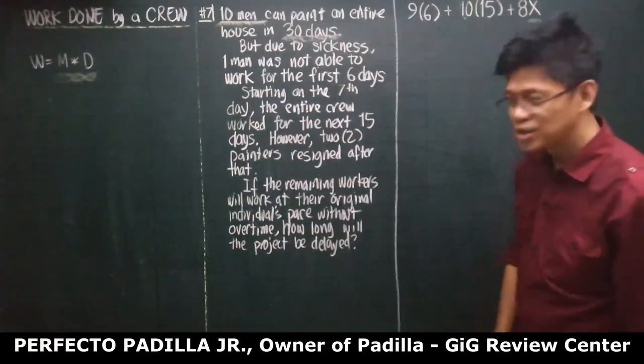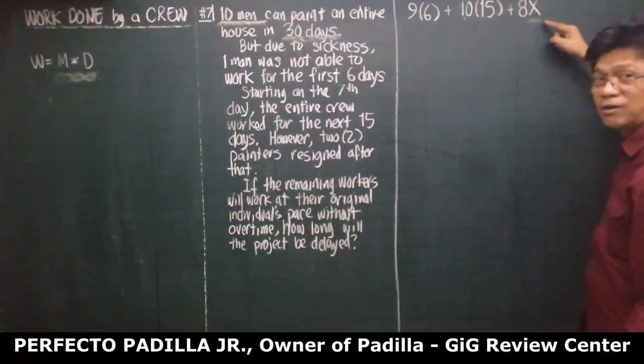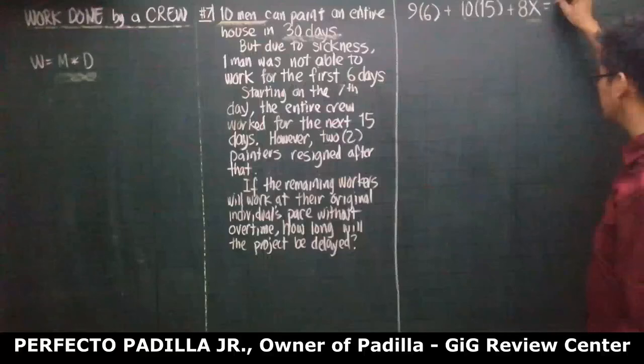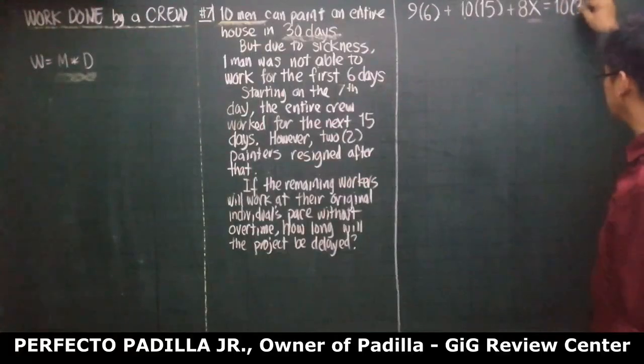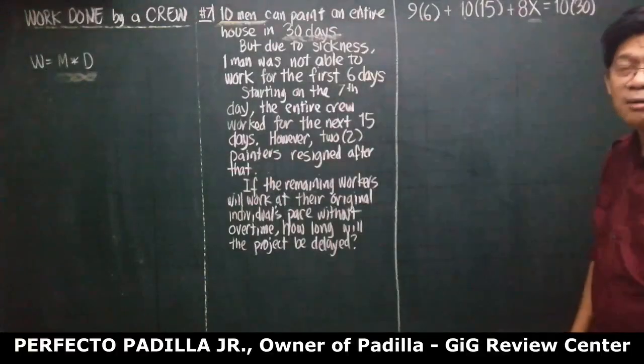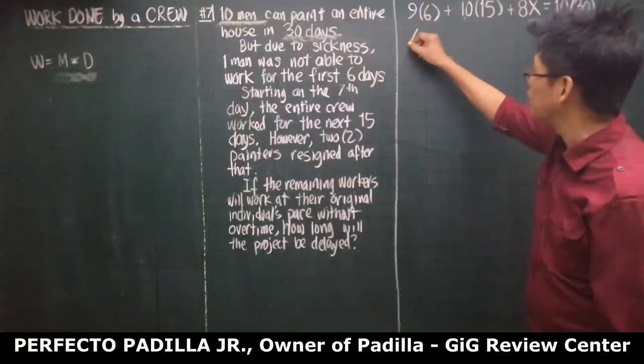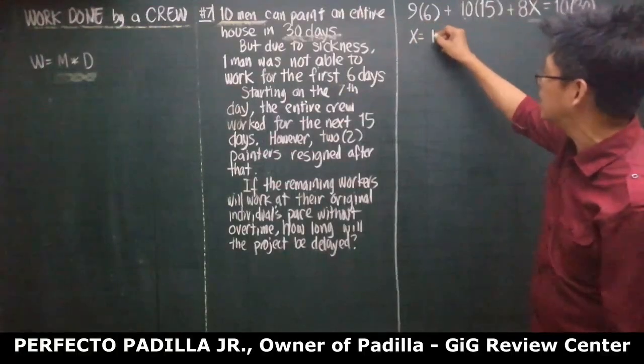No? So, kung natapos yung trabaho, ito ngayon yung buong trabaho, which is equivalent to 10 times 30, 10 men working for 30 days, 300 man-days. So, kapag kinumpute mo yung x from this equation, your x is going to be 12.